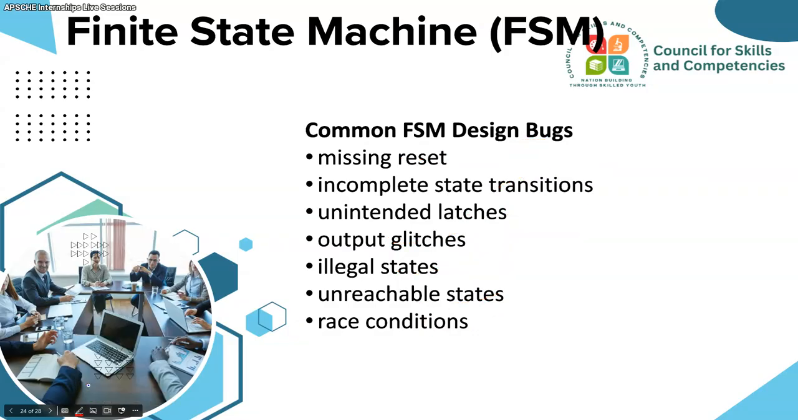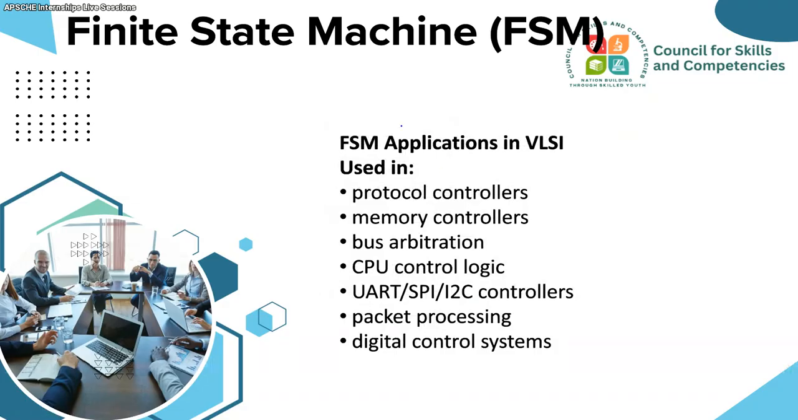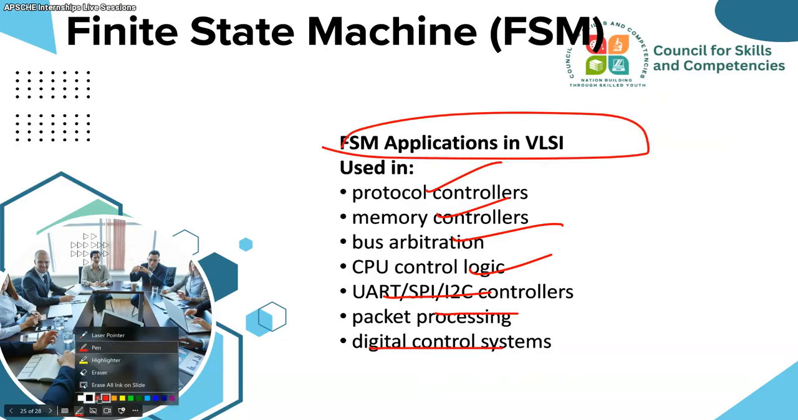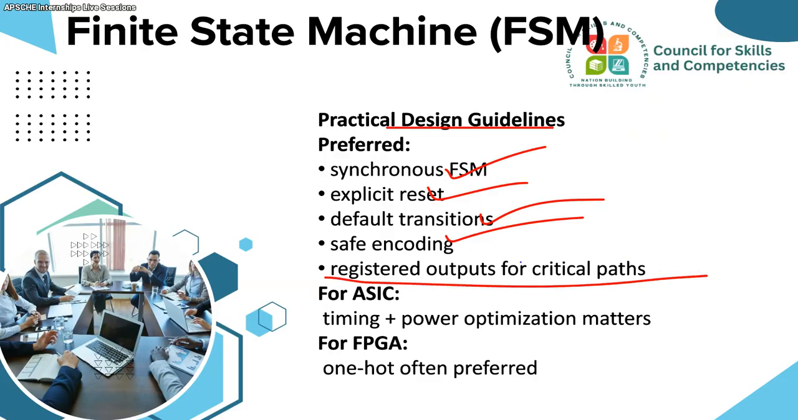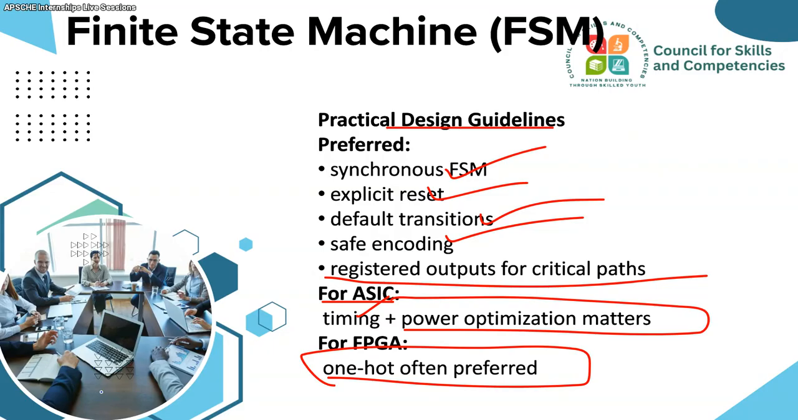Missing reset, incomplete state transition, unintended latches, output glitches, illegal states, unreachable states, race conditions: these are the common mistakes. We will find finite state machines used in protocol controllers, memory controllers, bus arbitration, CPU control logic, UART, packet processing, and digital controls from the VLSI point of view. For practical design guidelines: synchronous FSM, explicit reset, give a default transition, safe encoding, and register outputs for the critical path. These matter for ASIC timing and power optimization. And for FPGA, one-hot is often preferred.